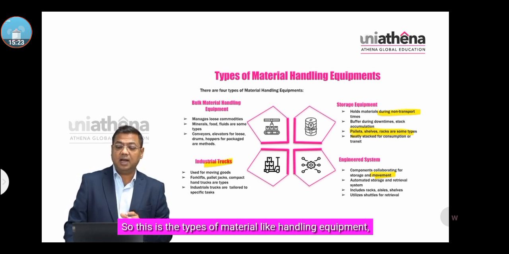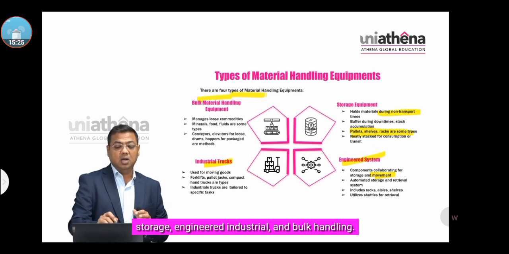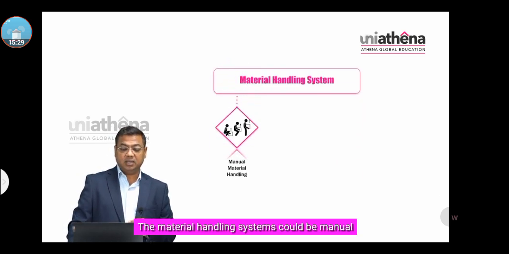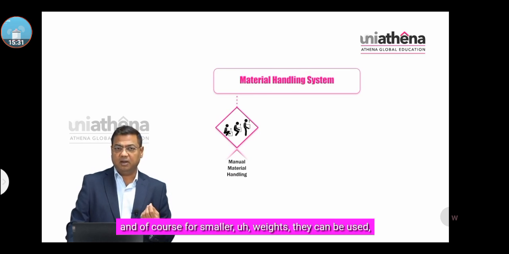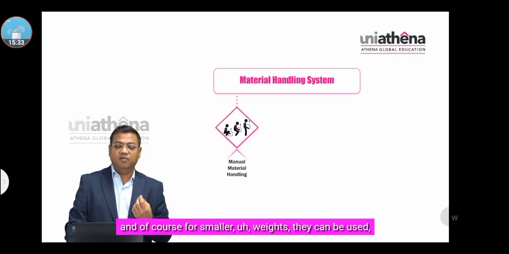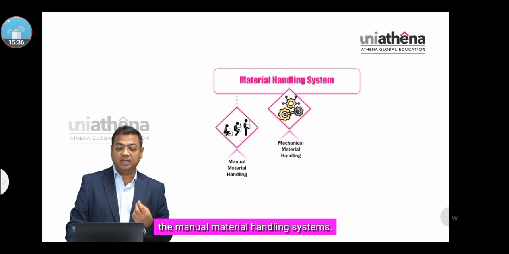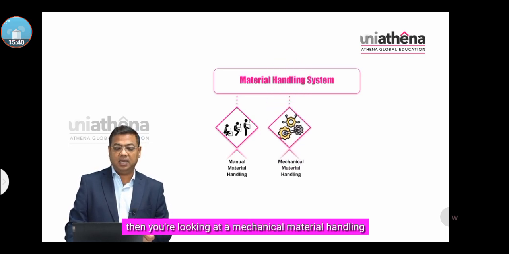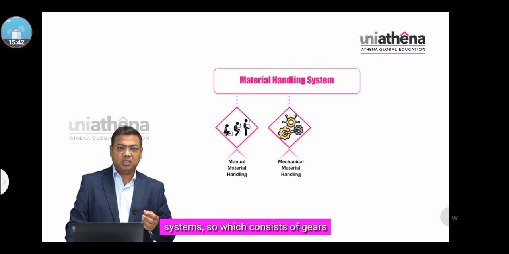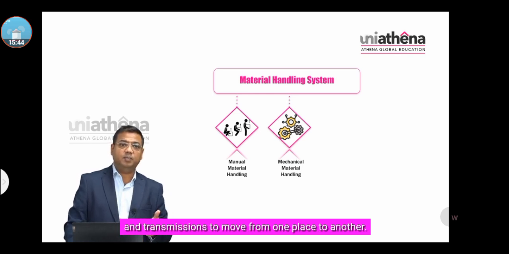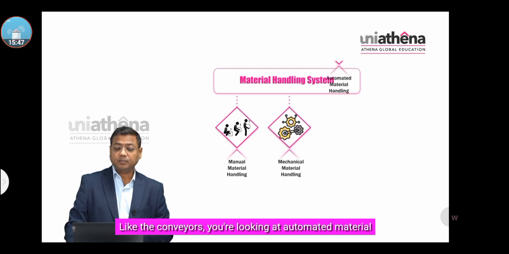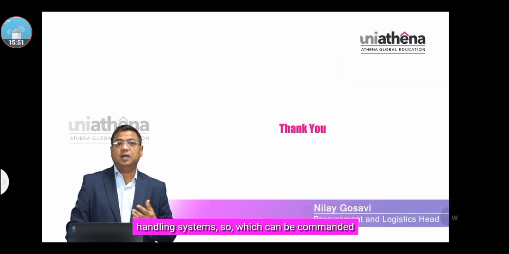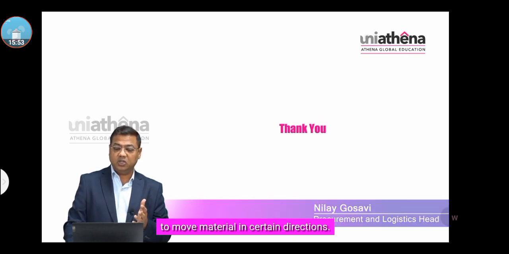So these are the types of material handling equipment: storage, engineered, industrial, and bulk handling. The material handling systems could be manual, and of course for smaller weights they can be used. When you go into larger weights, then you're looking at mechanical material handling systems, which consist of gears and transmissions to move it from one place to another, like the conveyors. Then you're looking at automated material handling systems, which can be commanded to move material in certain directions.